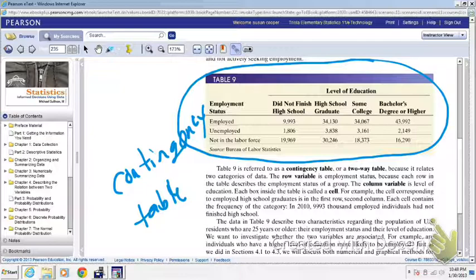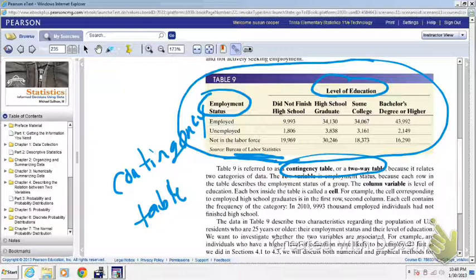We have employment status. That would be called your row variable. So employed, unemployed, or not in the labor force. We have level of education: didn't finish high school, graduate, some college, or bachelor's degree or higher. This is from the Bureau of Labor Statistics. Okay, so we have a table, a two-way table or contingency table. You can see that here.